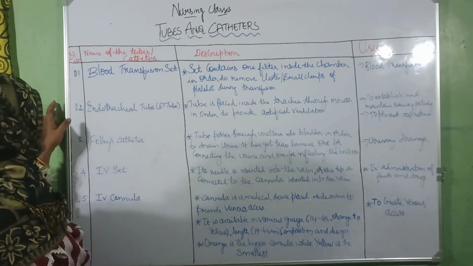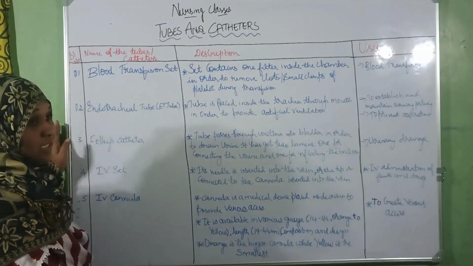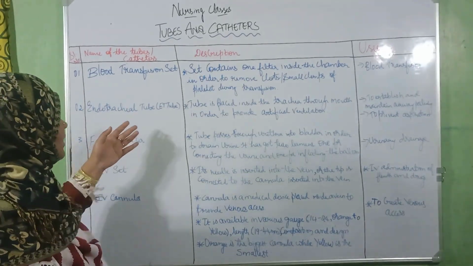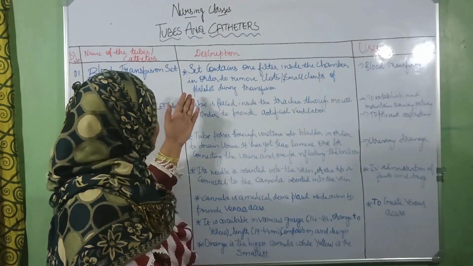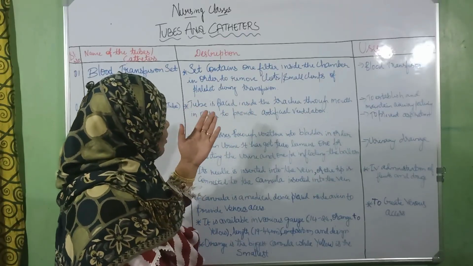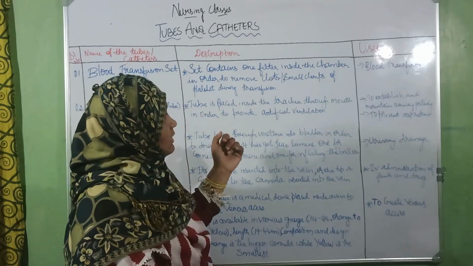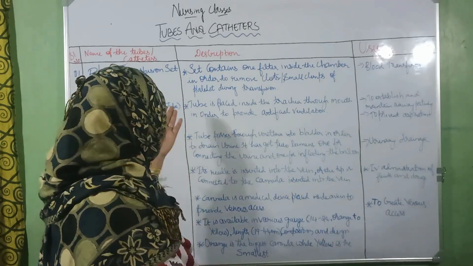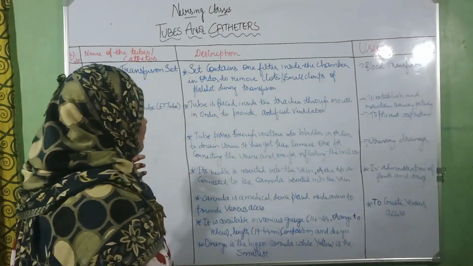So first one is the blood transfusion set. As the name indicates, this is a set which is used for the blood transfusion. So what is the description of it? What does it contain? This blood transfusion set contains one filter inside the chamber in order to remove clots or small clumps of platelet during transfusion. So what is the use of these tubes? That is blood transfusion. It is used to transfuse the blood.